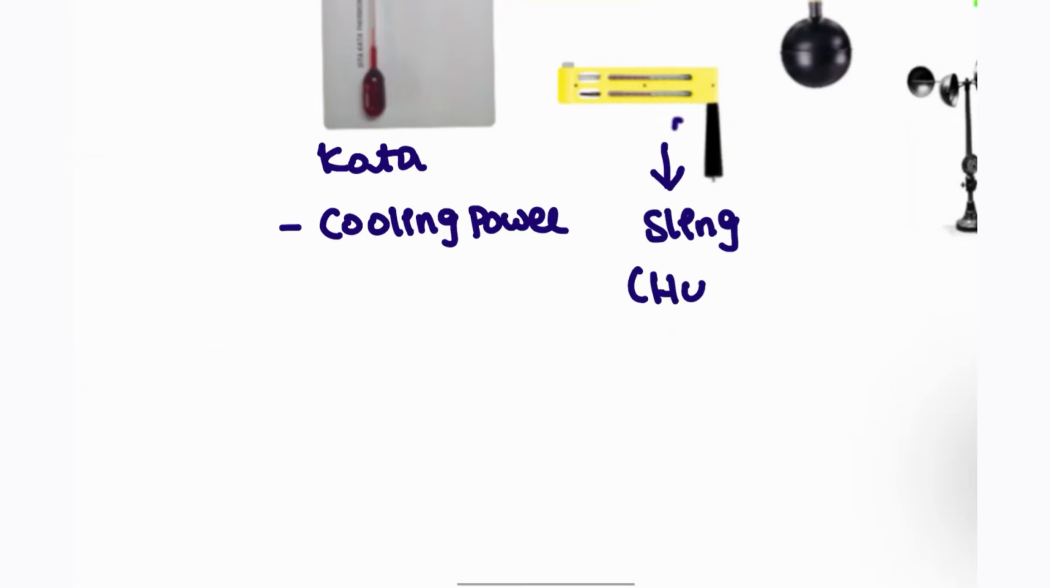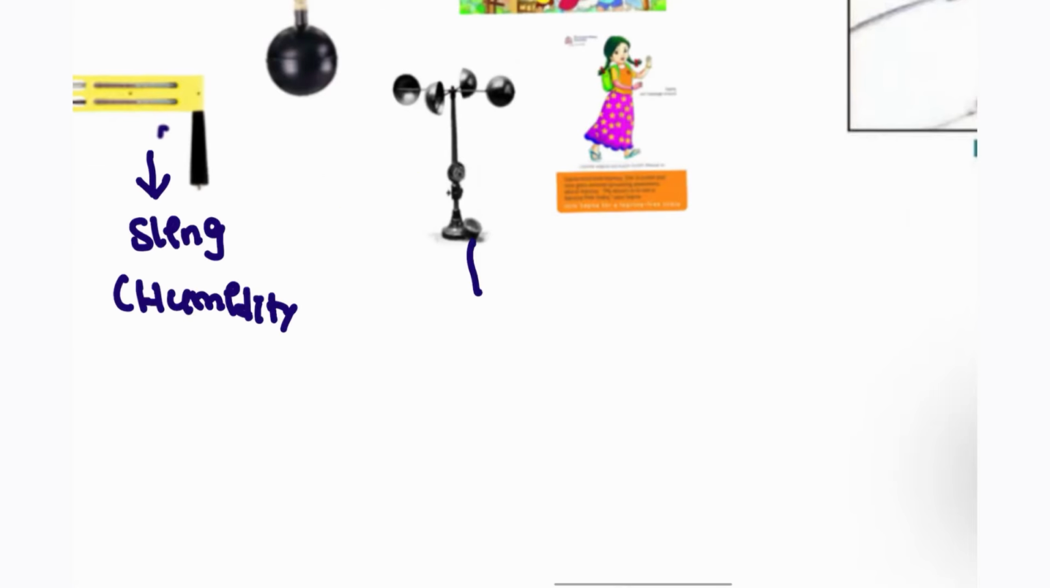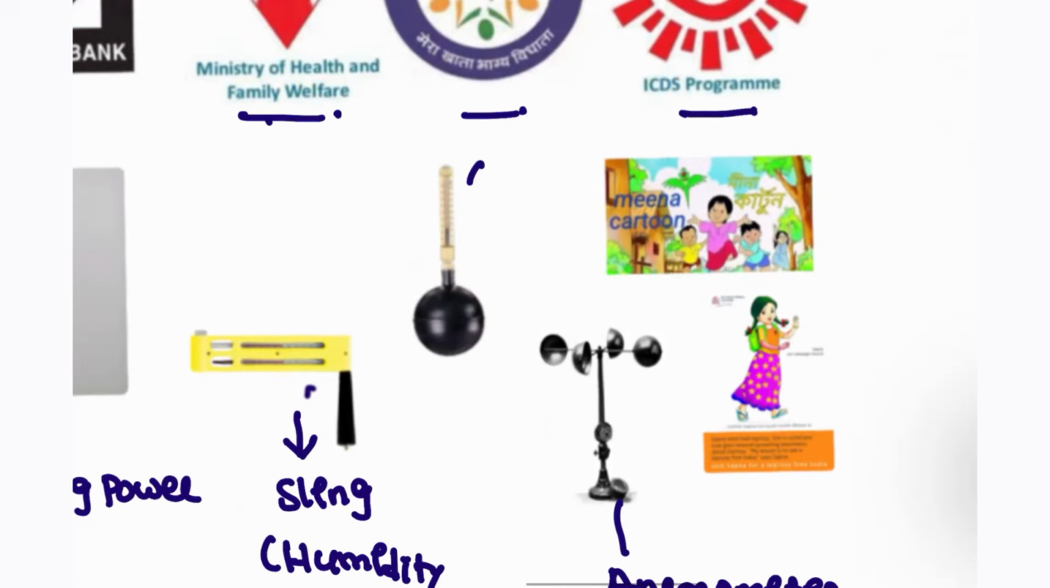This is for the humidity of the air. And this is the anemometer for the velocity of the air. Next, this is the globe thermometer for the radiant heat. This works as a radiant.